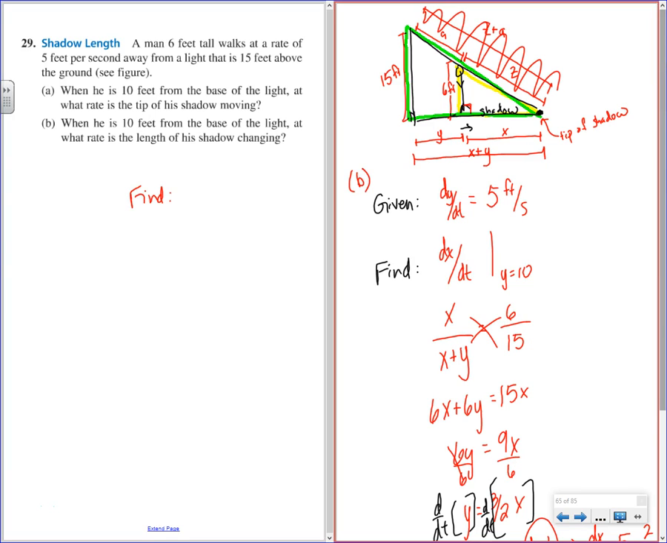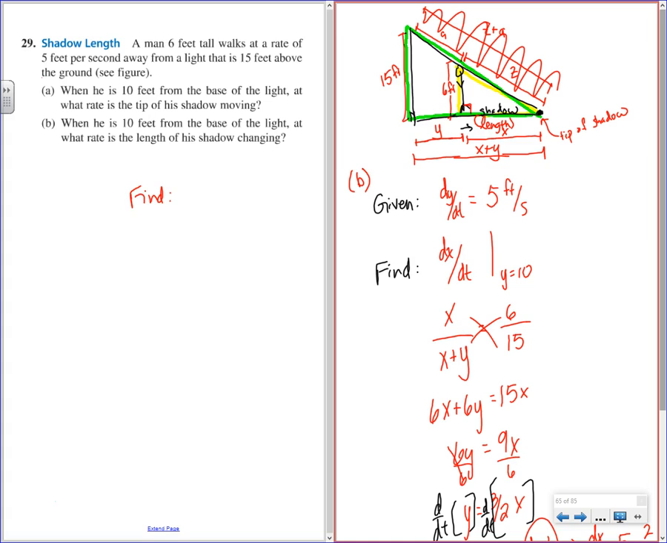I should have named Y the other guy. Well, that's no fun. I should have named this one Y, and then that would have been x plus y. Hold on, this one's good for B. This one's good for B, because dx dt is the length of the shadow. I wrote tip and I just wasn't even thinking about it.